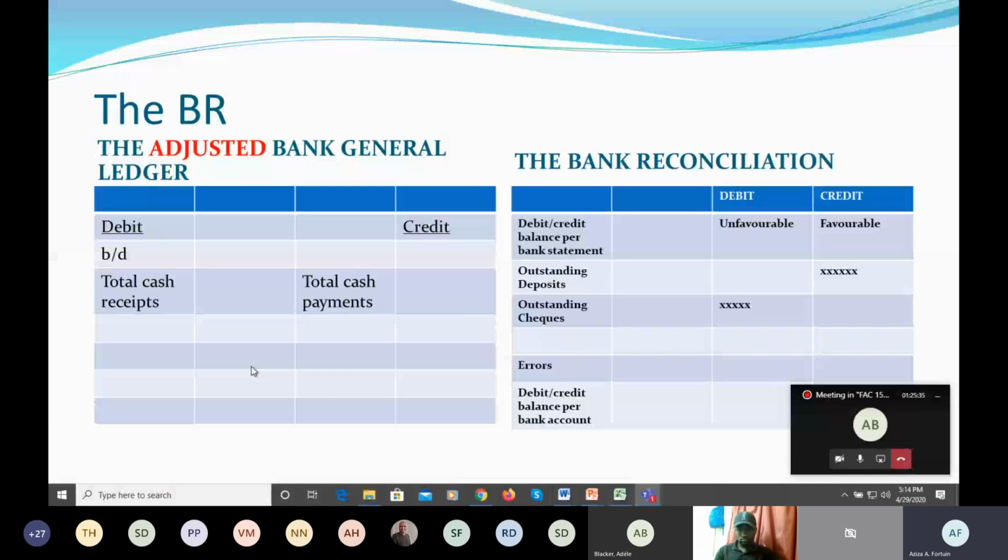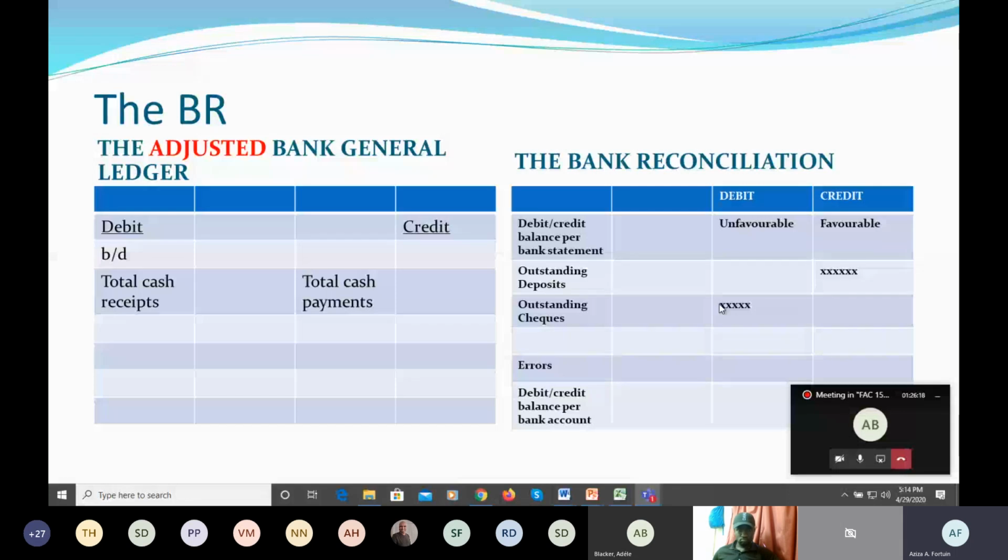Then the bank recon. Now remember, the bank recon is when you are reconciling, so it's the opposite of your normal bank account. Normally a favorable sits here on your debit side. Now a favorable in your recon will be on a credit side because you're looking at it from the perspective of the bank. Okay? Your unfavorable will be a debit. You will always credit your outstanding deposits. Outstanding checks, you're always going to debit it because it's not presented for payment yet.